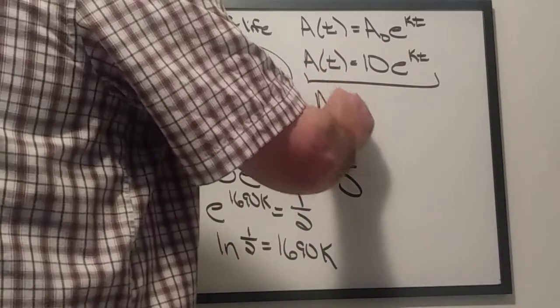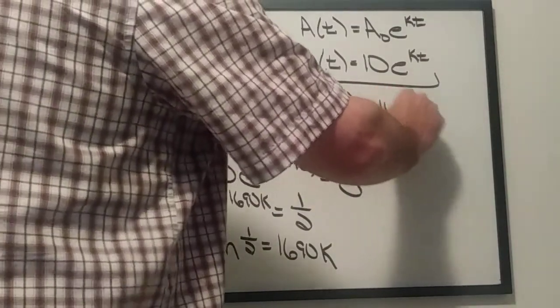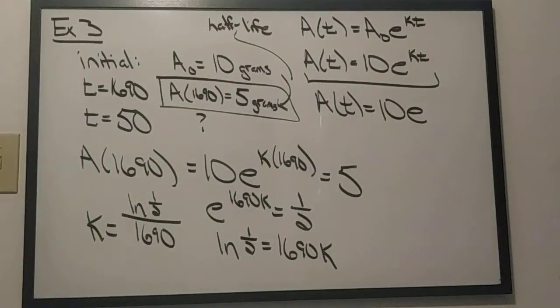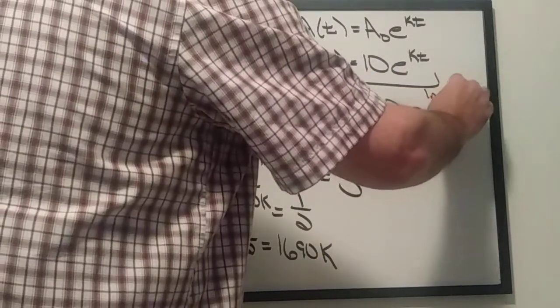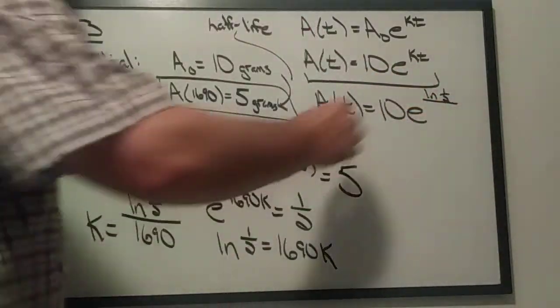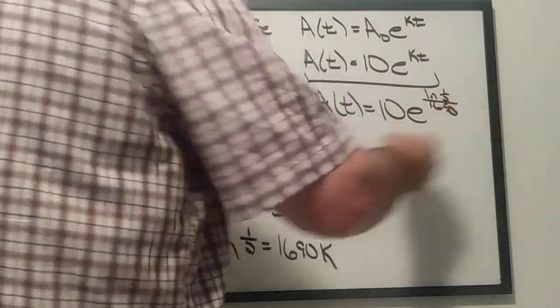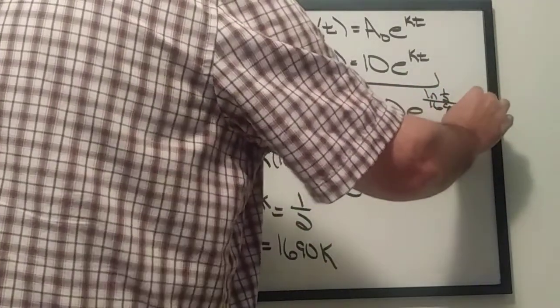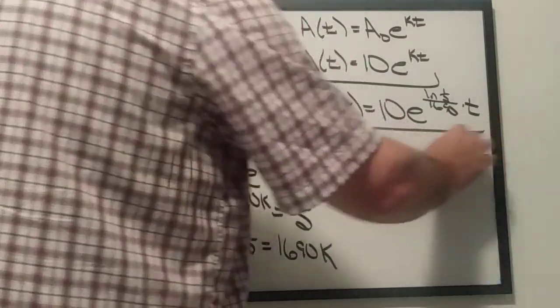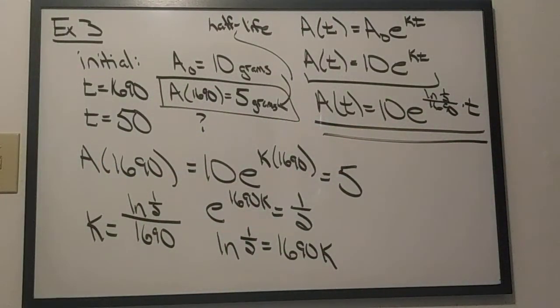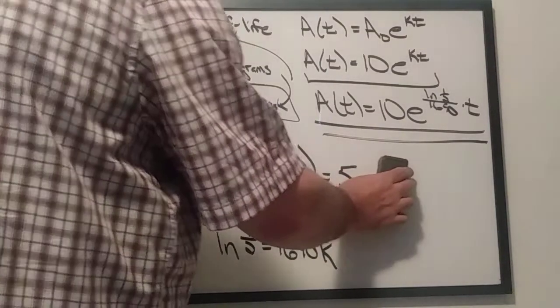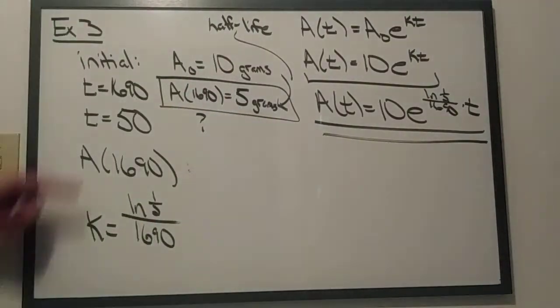Let's go ahead and plug that in then. So my A of t in general is going to be 10 e to the k, and that is natural log of 1/2 divided by 1,690, times our t. So there's our times t. There's the formula that I can use for this particular problem. So once again, you'll notice that I haven't rounded the k yet. When I plug stuff in, that's when I'm going to talk about what's happening with my k. So on this problem, they're asking me to find what happens when my t value is 50.